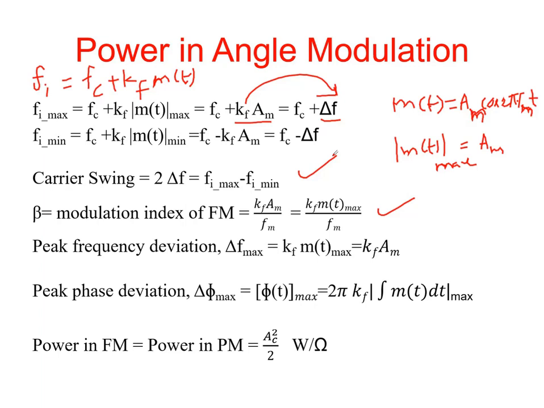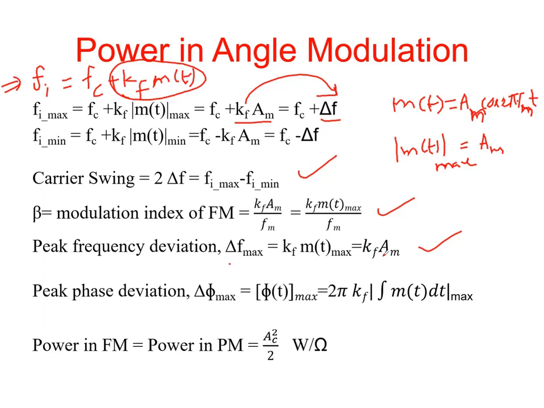Now let us try to find out the peak frequency deviation. Since this is your equation Fi equal to Fc plus Kf times m of t, the peak frequency deviation will be equivalent to the maximum value of Kf times m of t. That's why Kf times m of t maximum, which is Kf times Am. Hope with this also students are able to understand.